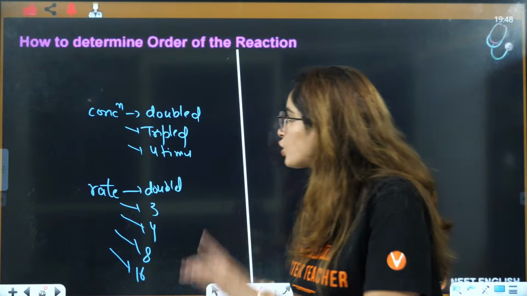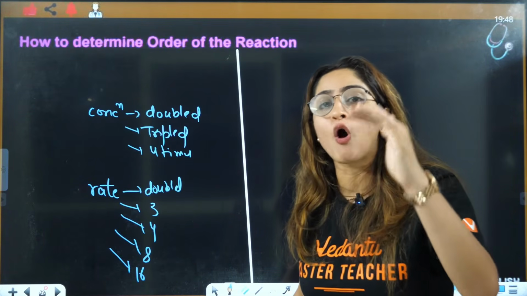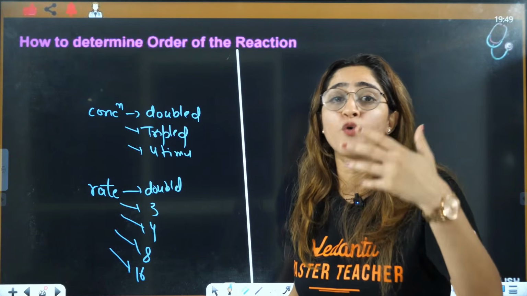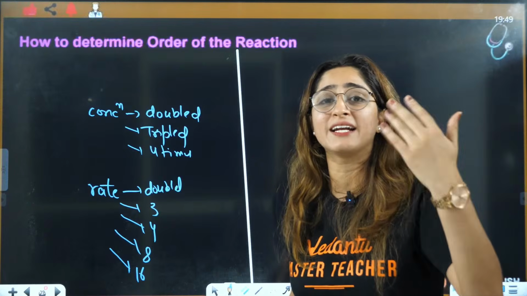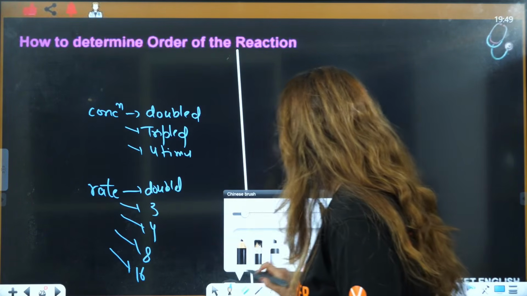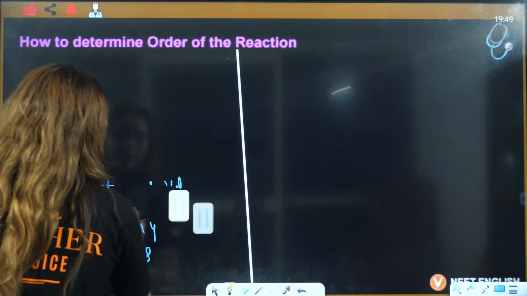So two things they will give you. One is how many times concentration is doubling, or it is 2 times, it is 3 times, it is 4 times, it is 5, 6, 7, 8, 9, 10, whatever times. So one thing is they will give you how many times the concentration is increasing.